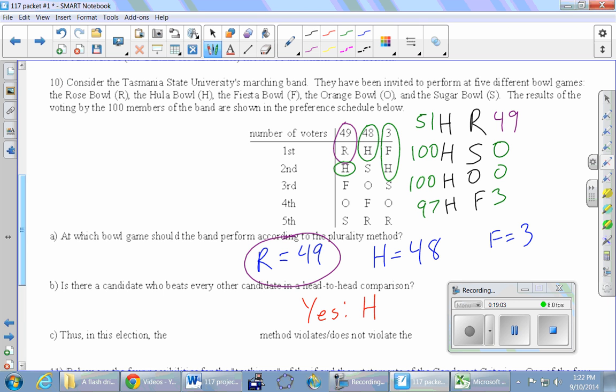So we conducted a plurality election, and who won? R won. But H beat everybody head-to-head. So who's going to cry foul based on the outcome of that plurality election? Who won the plurality election? R. R is thrilled. Who's the one that's going to complain they got gypped? H. Because why? H beat everybody head-to-head, and somehow they didn't win? That's not right.